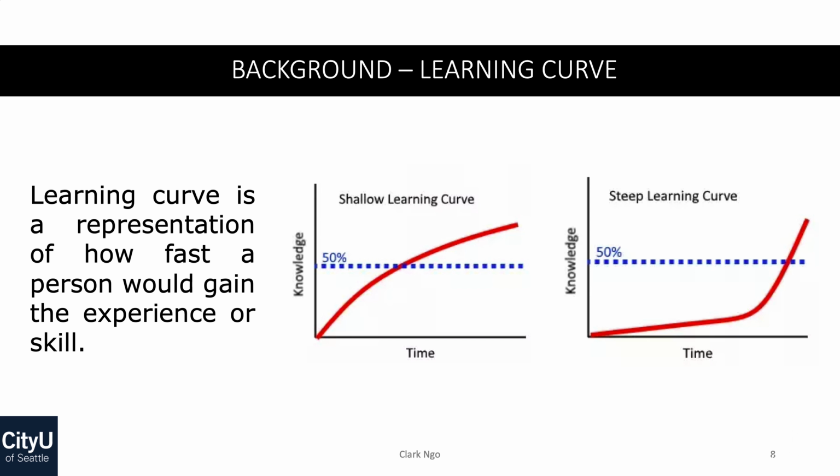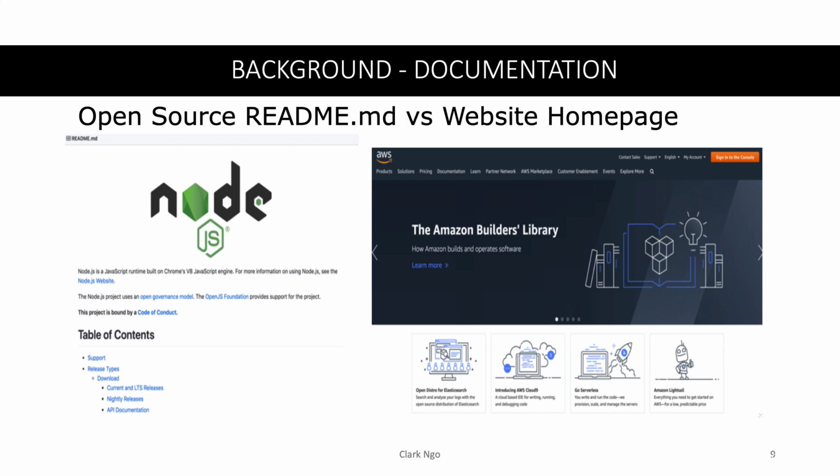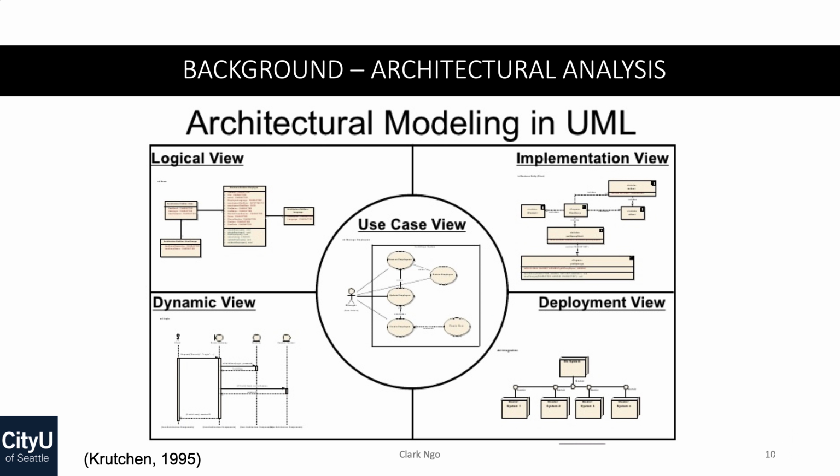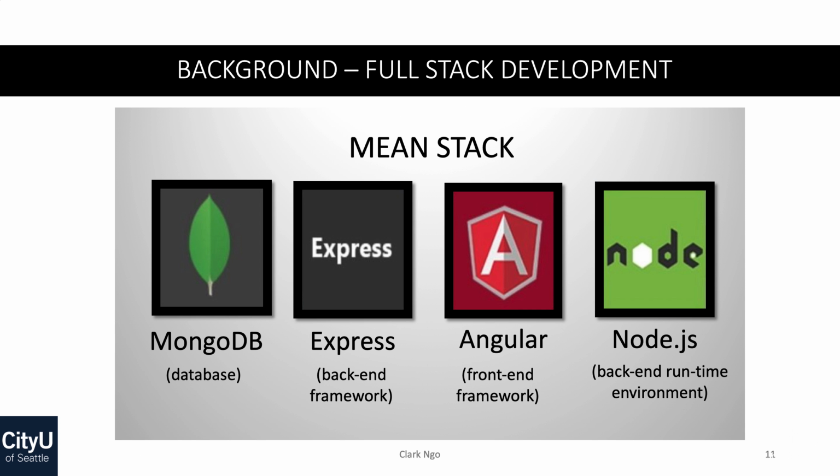Background: the learning curve is basically the representation of how fast a person gains experience or skill, with the right hand side image showing it needs more time to gain knowledge. Documentation is analogous to having a website homepage. It should be intuitive, easy to read, and very attractive, as with the open source readme.md, which is basically a markdown file. For the architectural analysis, we'll be using architectural modeling in UML. For full stack development, we're using the MEAN stack, with MongoDB as the database, Express as the backend framework, Angular as the front-end framework, and Node.js as the backend runtime environment.